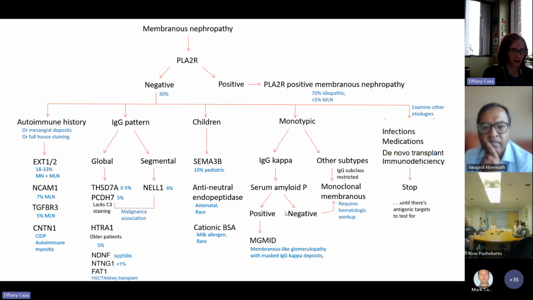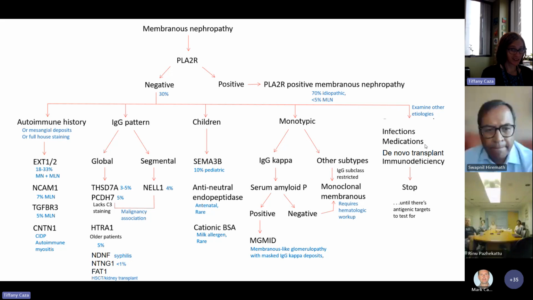If you have cases that are IgG kappa restricted, the antigen here is serum amyloid P. And then you can look for other etiologies. We're starting to see some antigens with infection. Hepatitis E antigen is seen in hepatitis B associated membranous, and NDNF in the setting of syphilis, for example.